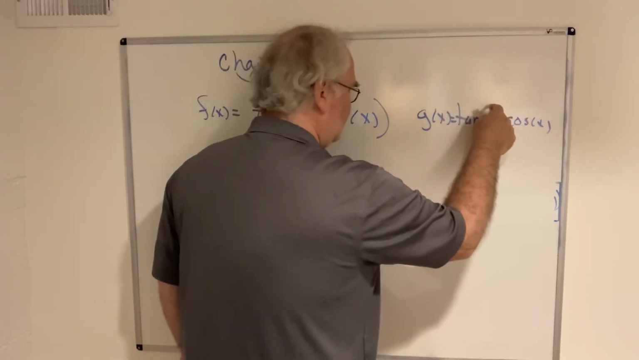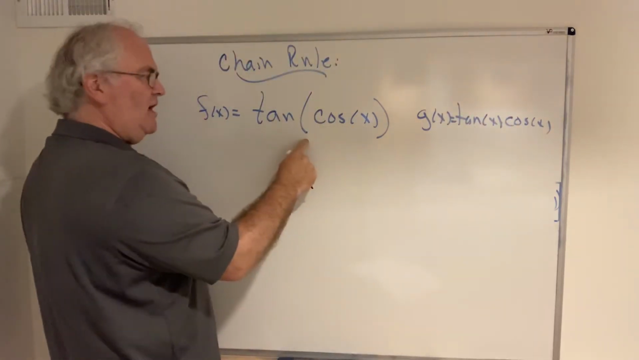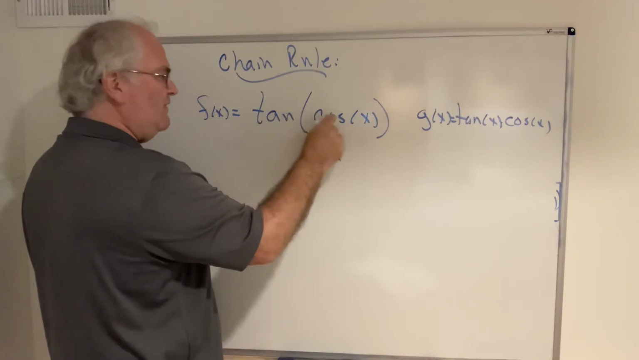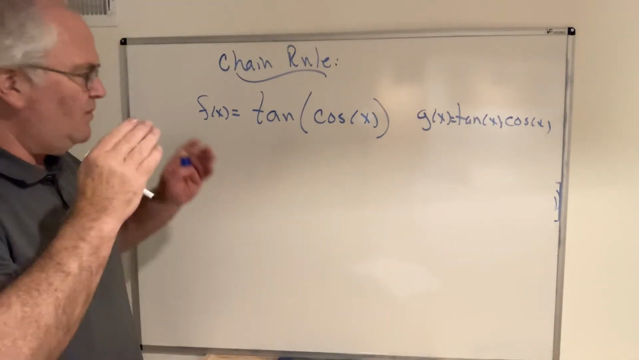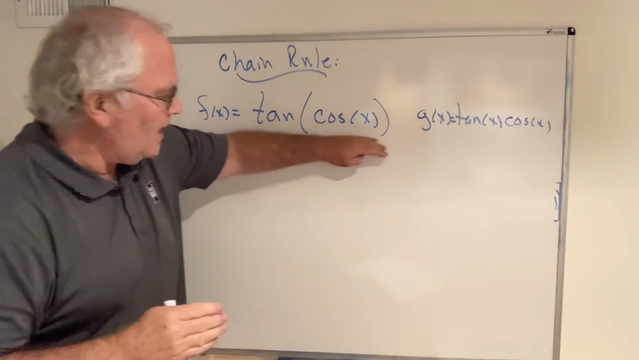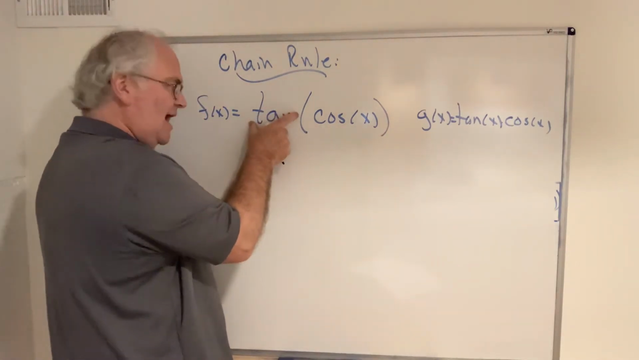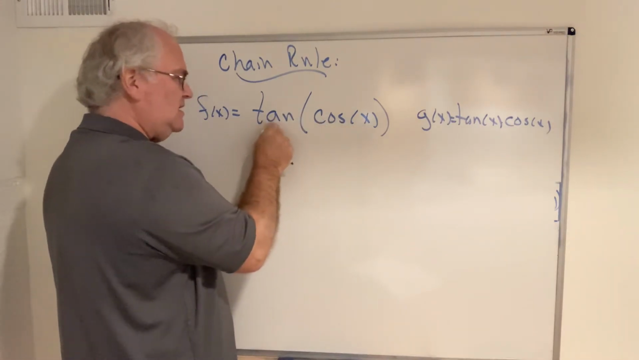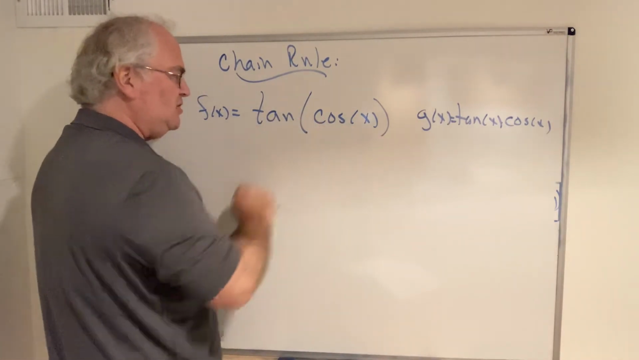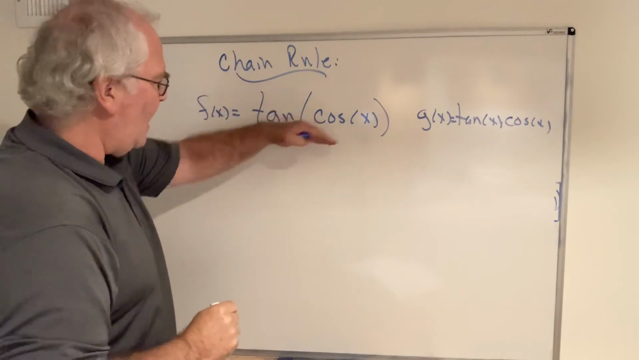This is the product rule. This is the chain rule, because this is a function of a function. You must see the difference. If you don't see that difference, you need to concentrate to see that this does not mean tan times cosine. This is tangent of cosine. This is the chain rule. And we work from the outside in.